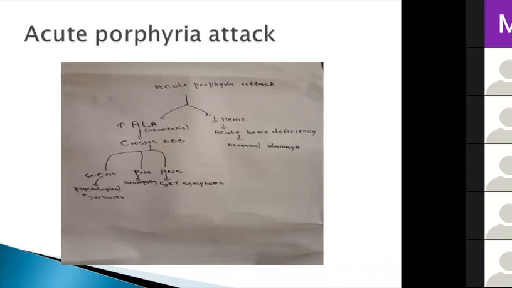The second postulated mechanism is that with decreased production of heme, there will be acute heme deficiency, and that causes neuronal damage. So these are the two main postulated mechanisms by which neurological dysfunction occurs during an acute attack.